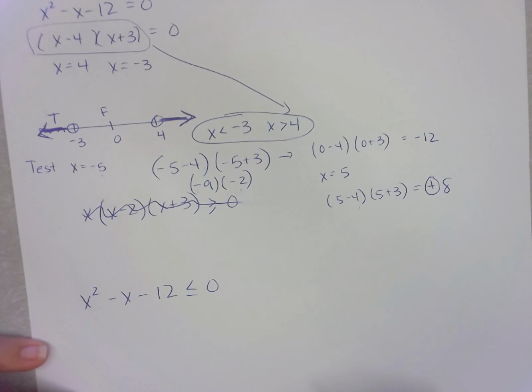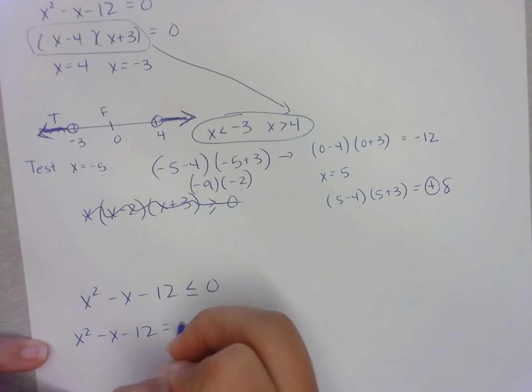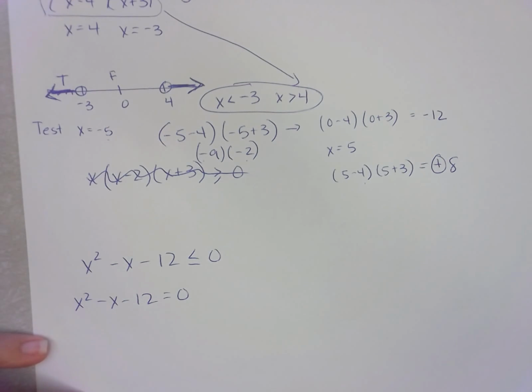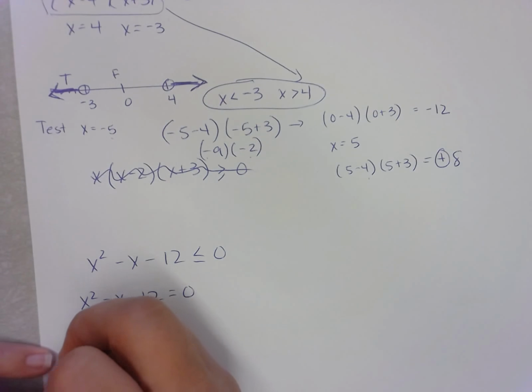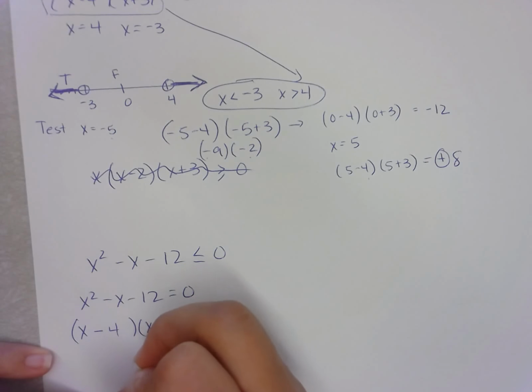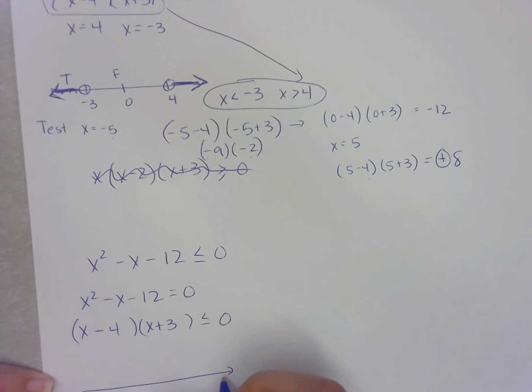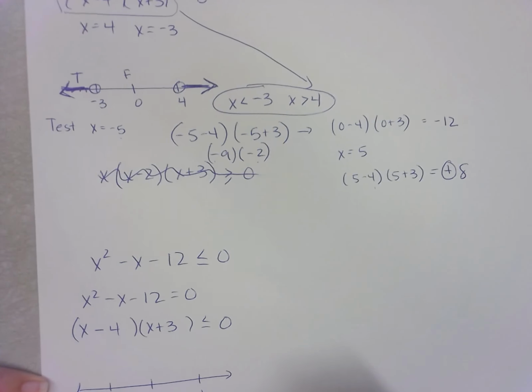All right, so again, I'm going to go about solving it just like it was an equal sign, because these zeros are sometimes what we call critical numbers. They're important numbers. So we're going to factor it, and it doesn't factor any different than what we did before. Okay, I'm going to put my zeros on here. They are negative 3 and 4. There's my 0, so my 4 should be a little bit further away.